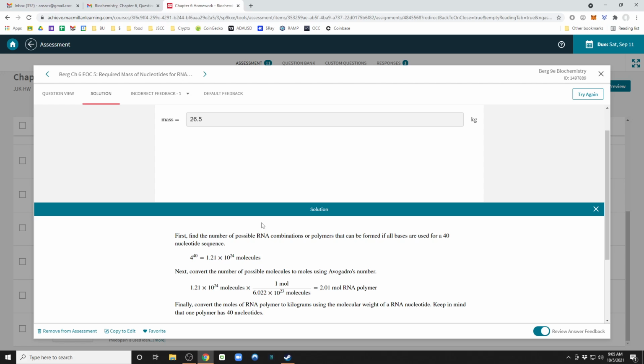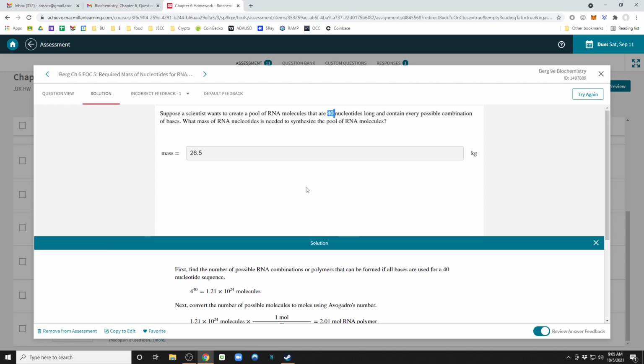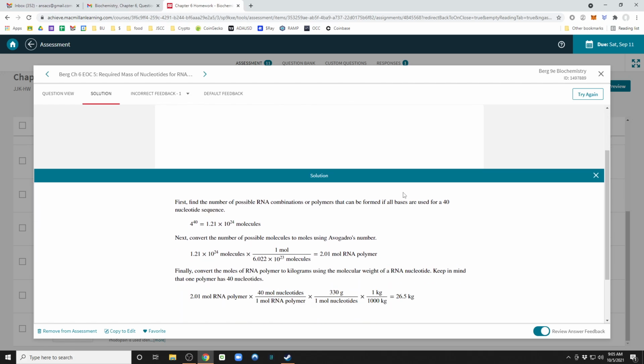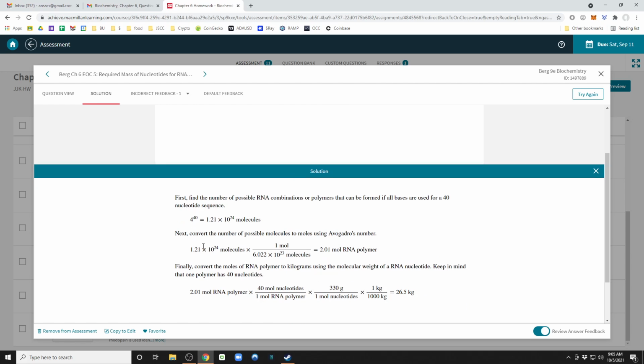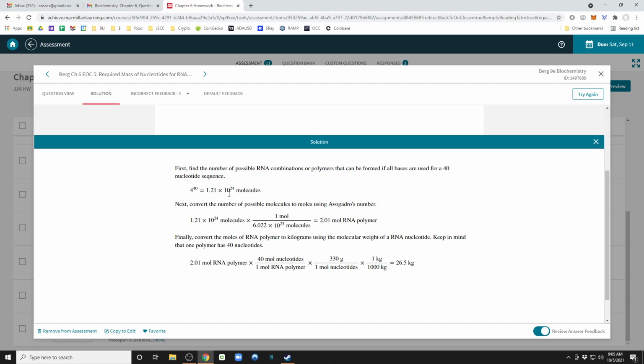So the next part we have to figure out is, well, we want this in kilograms. We need to get into moles first because moles will allow us to go into grams and grams will allow us to go into kilograms. Again, using the molar mass of the RNA. So next we have to figure out how many moles of RNA polymer there are. So we take our number, 1.21 times 10 to the 24th molecules. We're going to divide it by Avogadro's number, which is the number of molecules that would be in a single mole.